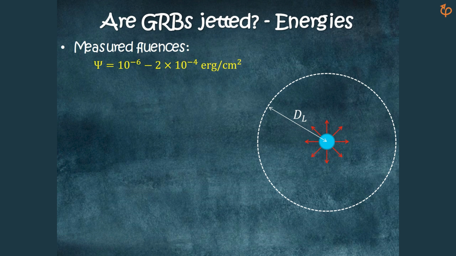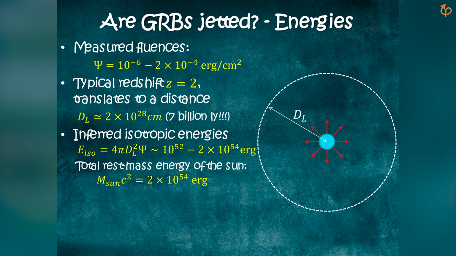So this is the typical fluence that we see, about 10 to the minus 6 ergs per centimeter square, and it can reach up to this huge number of 2 times 10 to the minus 4 ergs per centimeter square. I will soon tell you why this is a huge number. It looks very, very small to you, okay? The secret lies within the distance.